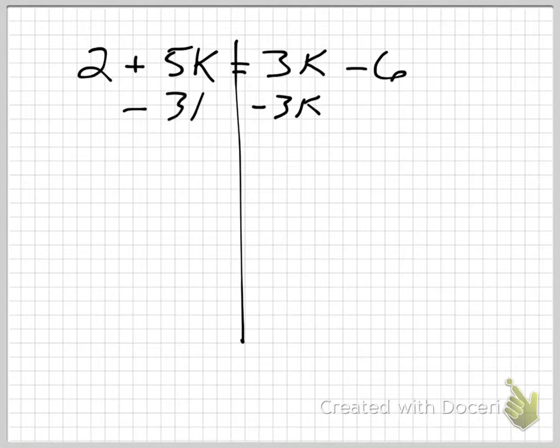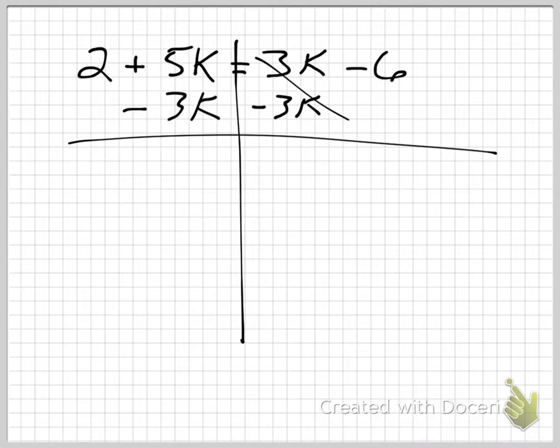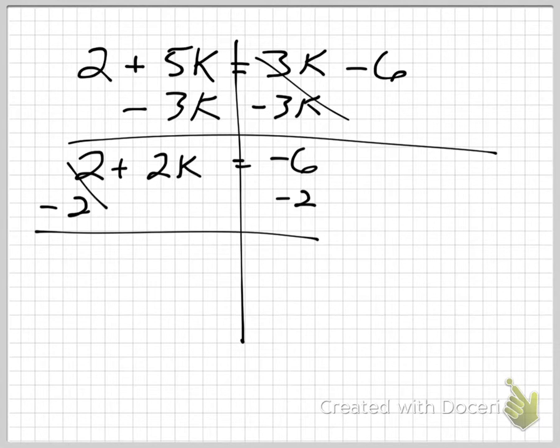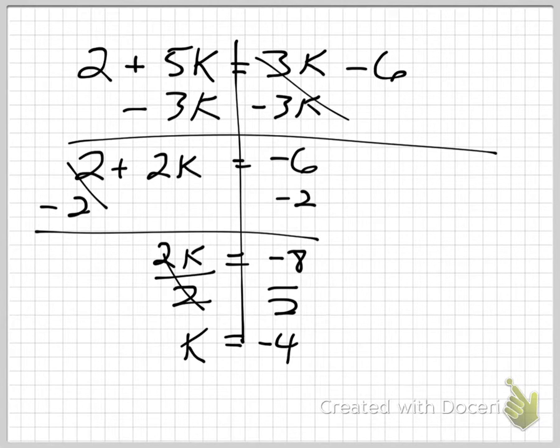So paying attention, right? -3k, -3k. 2 plus, what is 5k minus 3k? 2k equals -6. And now we're doing what we did yesterday. We're right back to where we were yesterday. Minus 2, 2k equals negative 8, divide by 2, divide by 2. K equals negative 4. The only difference between this assignment and yesterday's is that there's variables on both sides of the equation, and you have to deal with that first, right?